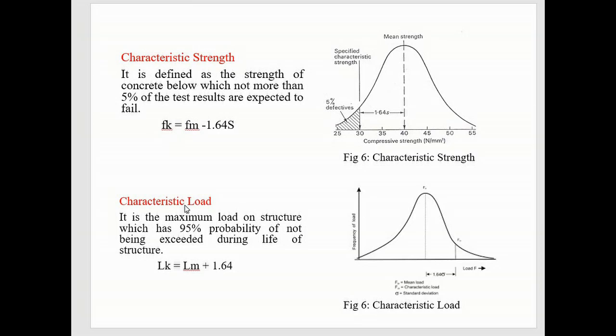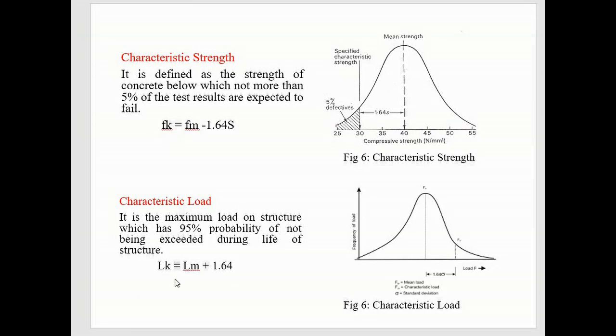I will take up one example. If we consider a beam which is designed for a design load of 25 kilonewton per meter square, then throughout the lifespan of the beam, it should take only 95% of the 25 kilonewton per meter square load, only that much. That load we call a characteristic load.